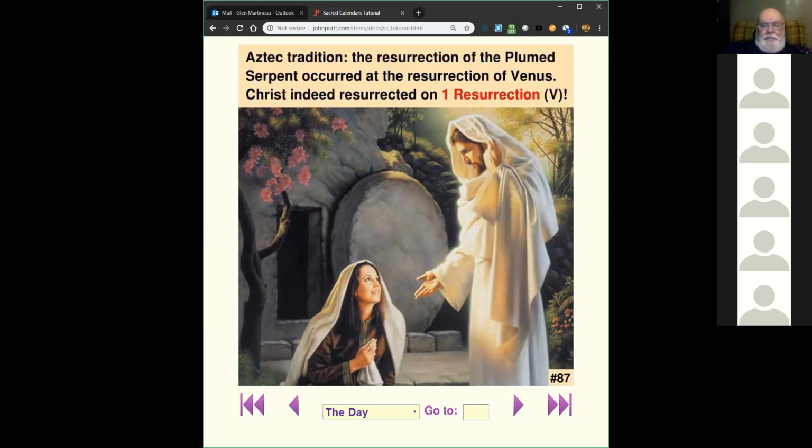The Aztecs apparently have preserved this tradition from the time Christ came for 1,500 years. I was hooked. I said, there's got to be a lot more to this. I need to understand the Venus calendar, and then that led to all of the other calendars. I needed to understand the sacred round to get the Venus. So those were the first ones I worked on.